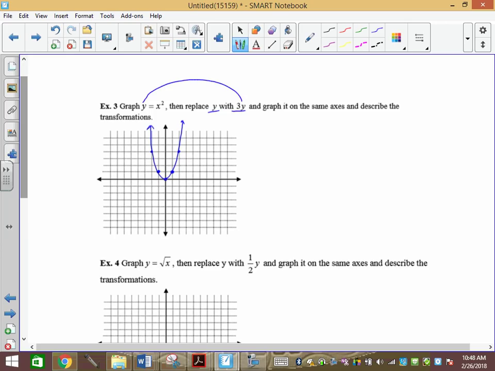So I'm taking the y, I'm chucking it out, and I'm replacing it with 3y. So y equals x squared. I'm taking this y, I'm getting rid of it, and I'm going to replace it with 3y. Replacement notation is actually a really good definition for the word because you're replacing every single time. Okay?